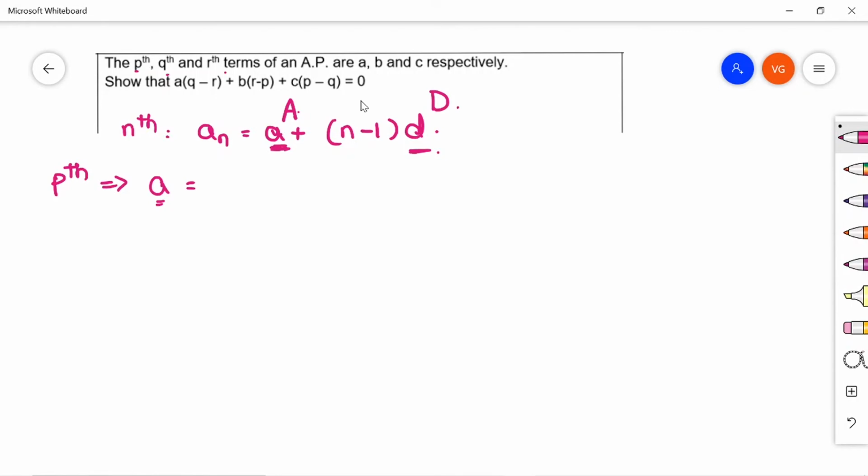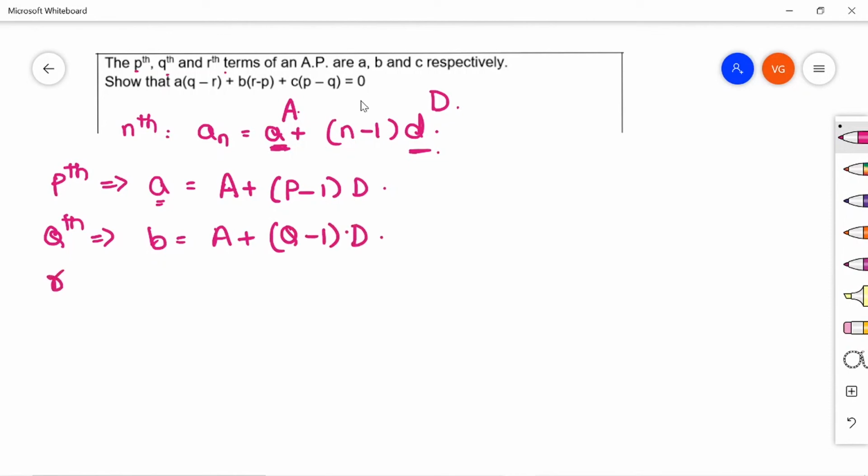So the pth term, I am writing it as A plus (p minus 1) into D. Similarly, the qth term, that is b, is equal to A plus, instead of p minus 1, you have to write (q minus 1) into D. Similarly, the rth term, that is c, you are given. So A plus (r minus 1) into D.